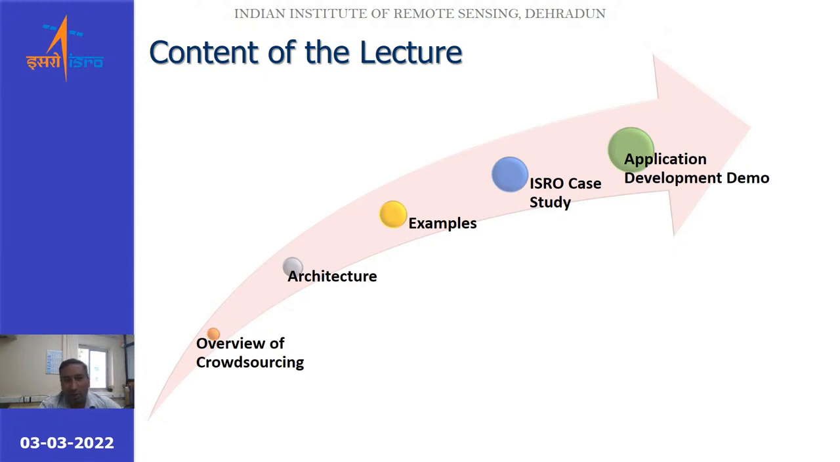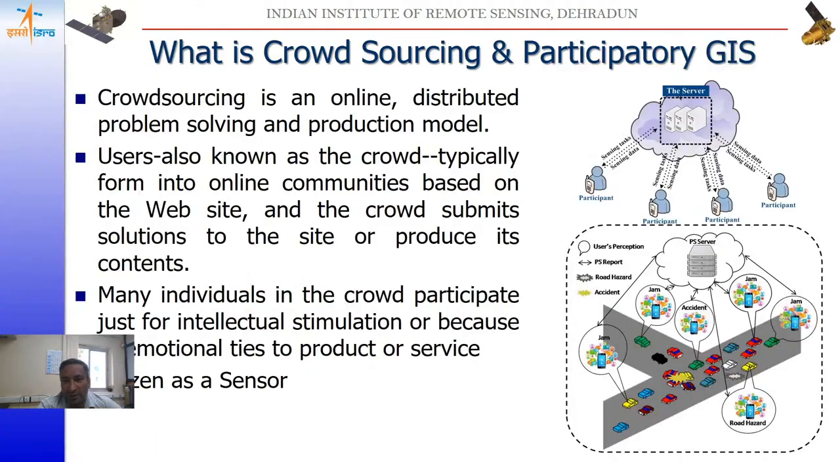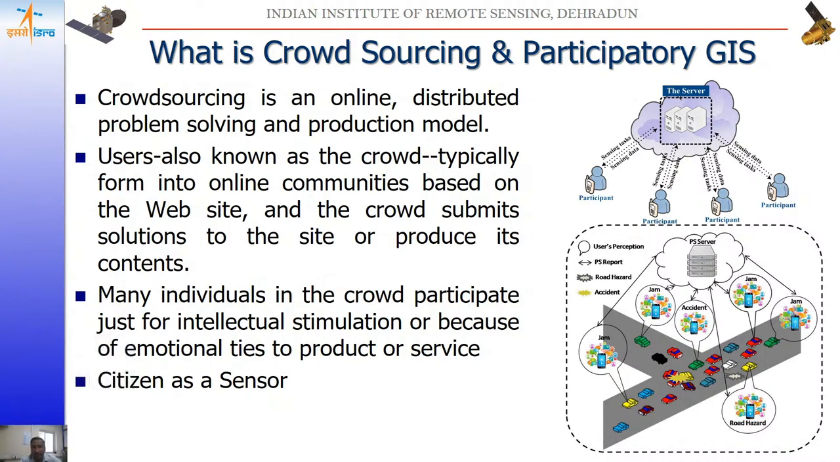So if we talk about what is crowdsourcing and participatory GIS, many times these two terms are used interchangeably. People also call it crowdsourcing, participatory GIS. Basically, crowdsourcing is a generic term. It is not specific to GIS. We have a lot of applications where the data is collected from the crowd. Now, if we take the data in the GIS format, then it becomes geospatial crowdsourcing data collection.